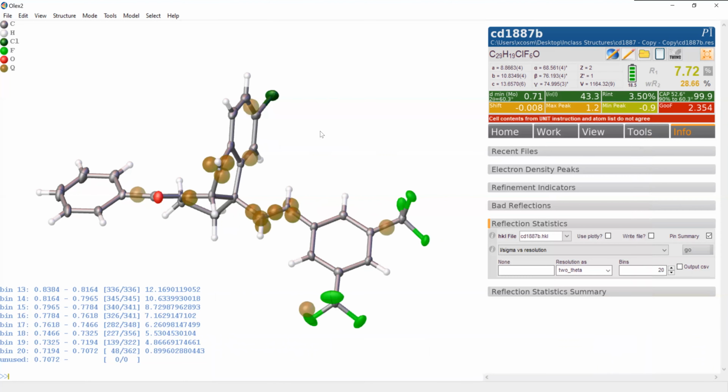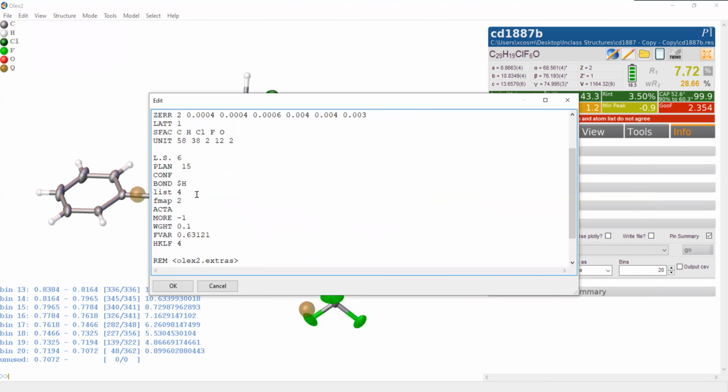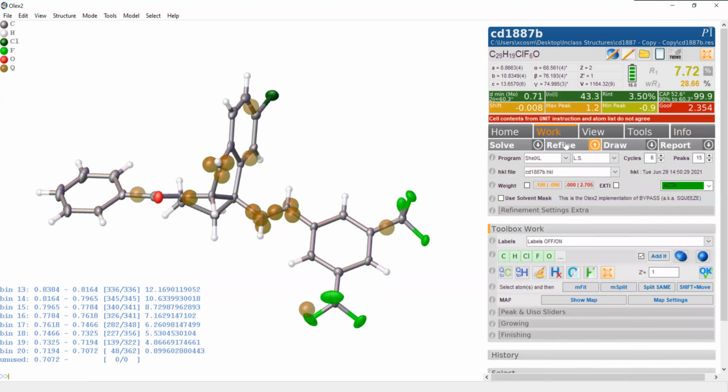So again, to omit high angle data, we go to edit, edit instructions. In the second set of instructions, you'll just type omit -3, and then the 2 theta value you want to omit above. So omit -3 55, and now we can click refine.